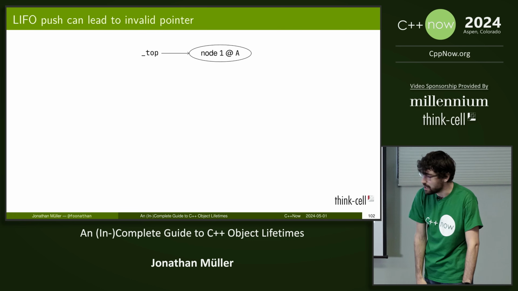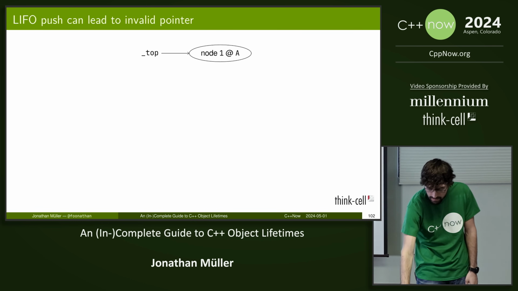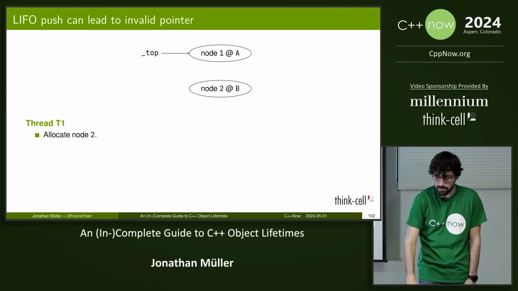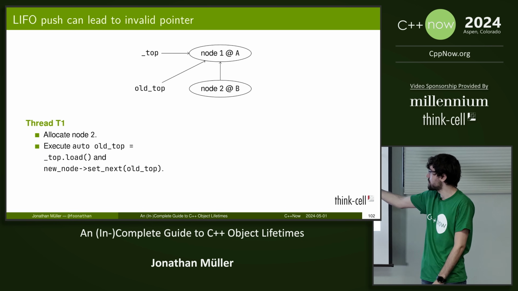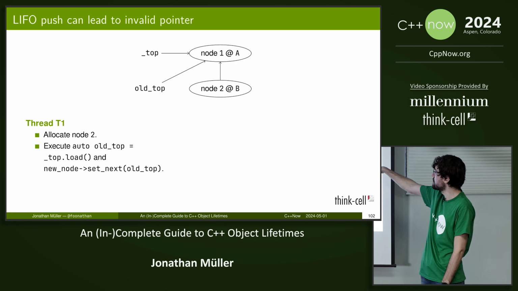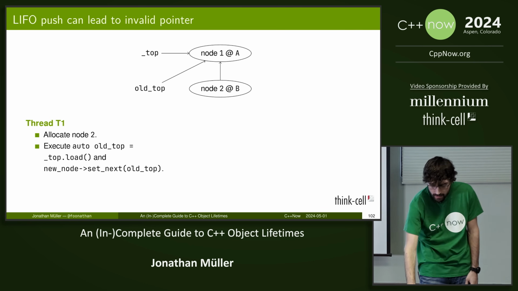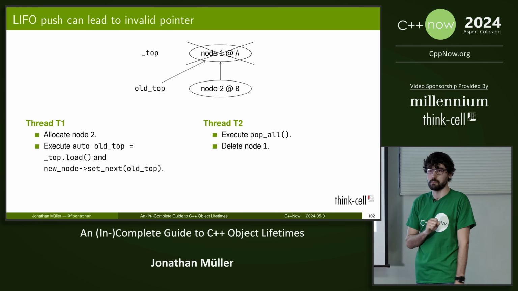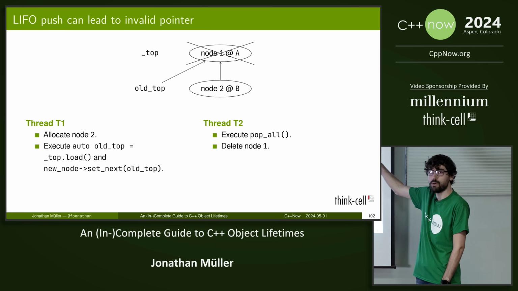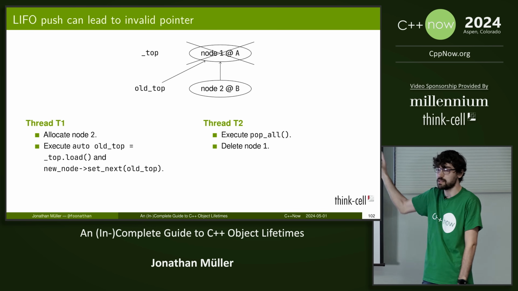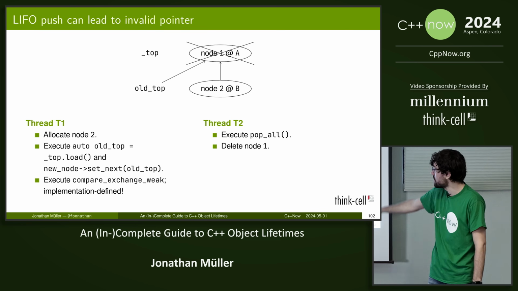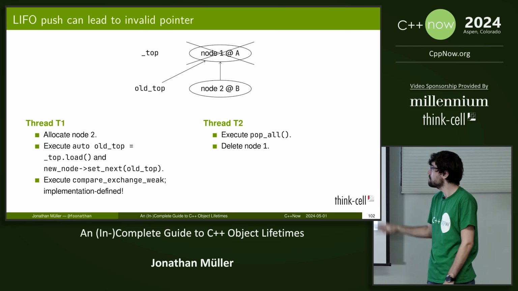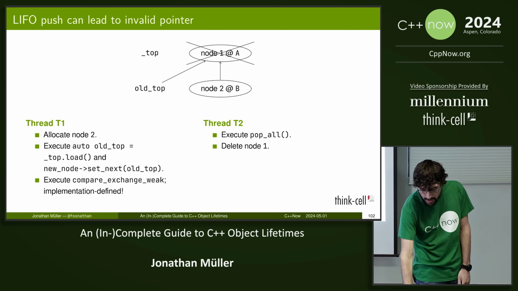So let's see what's going on here. Top points to node 1 at memory address A. Now T1 starts, T1 allocates node 2 at a memory address B. It executes old top load and sets the next to old top. So now the pointer diagram looks like this. And because it's multi-threaded, now T2 comes along, executes pop all and deletes node 1. This means that next and old top are now invalid pointer values because they point to deallocated storage. So when we do the compare exchange weak, that's implementation defined, which means it might trap, right? Which is obviously not great. But it gets even worse.